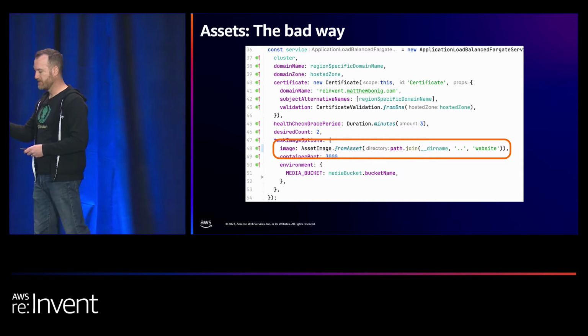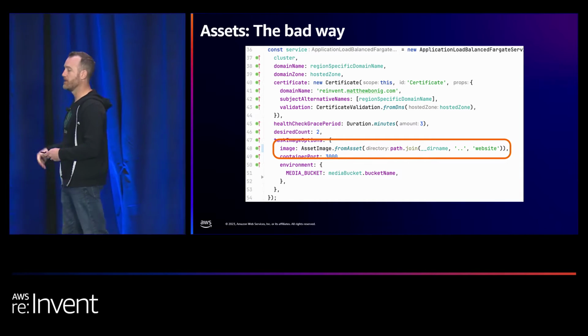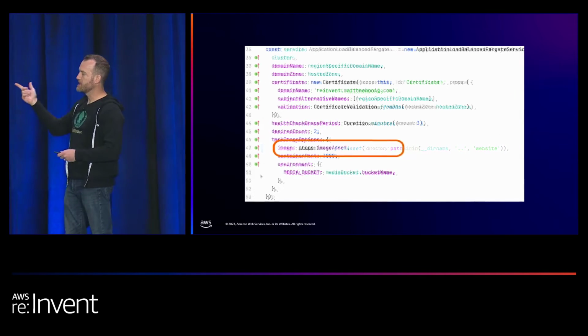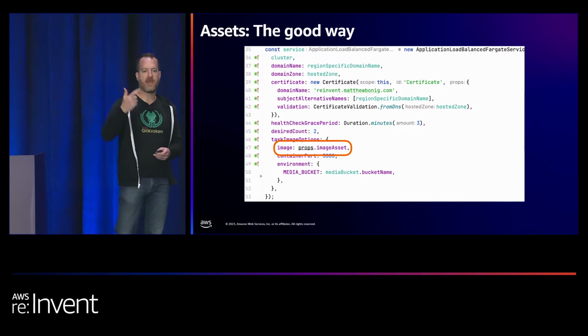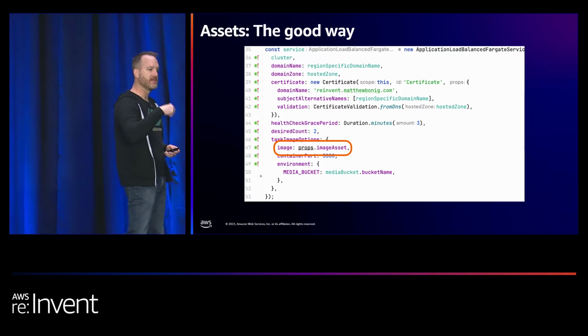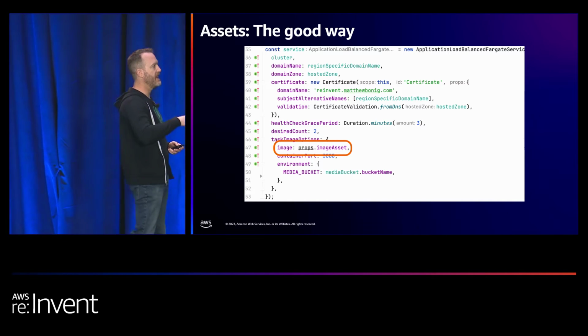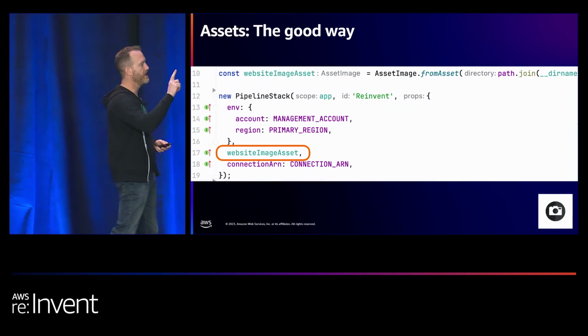So we like this build once, deploy multiple features. So how do we get that? Well, instead of building it here, I'm going to have this as a property that I pass in. So this property is going to be given to this construct, given to the stack, and it's going to actually bubble all the way up into my application.